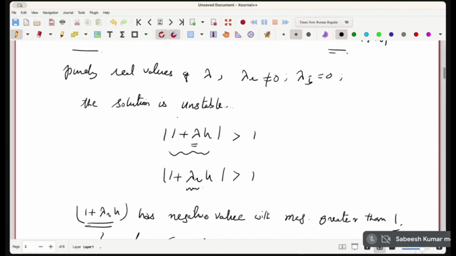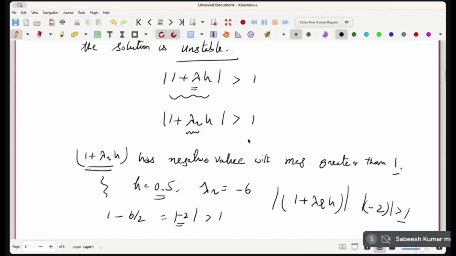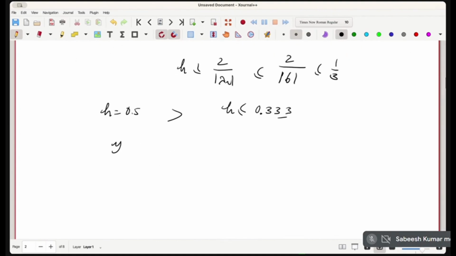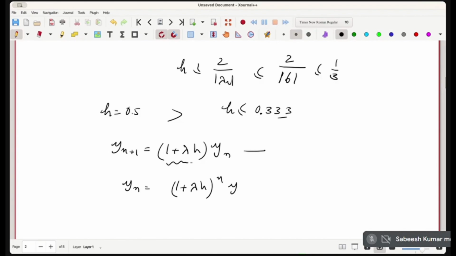So the solution is unstable when the modulus of 1 plus lambda h is greater than 1 and lambda is a real value that is negative. Then essentially 1 plus lambda h is negative. What does it mean? When I look at the solution, you have y n plus 1 equals 1 plus lambda h times y n, the explicit Euler method applied to the model problem. Then what will happen to y n? We wrote this as 1 plus lambda h to the power n times y0.